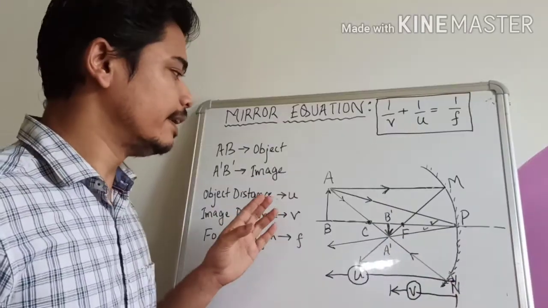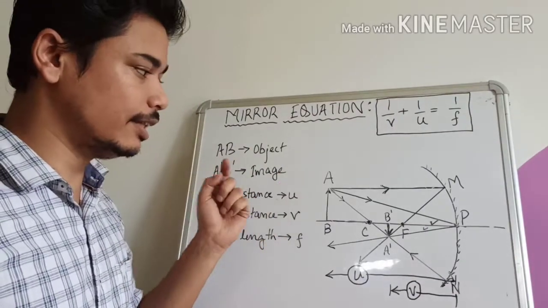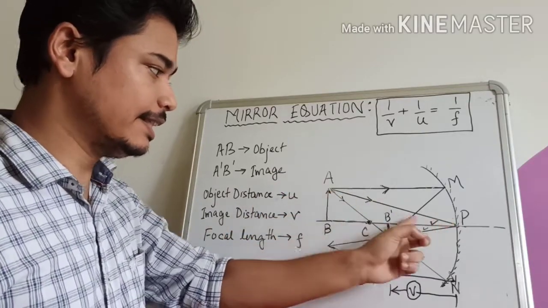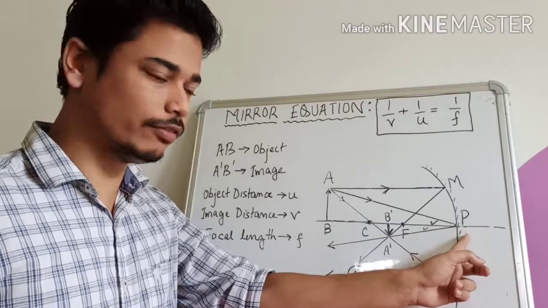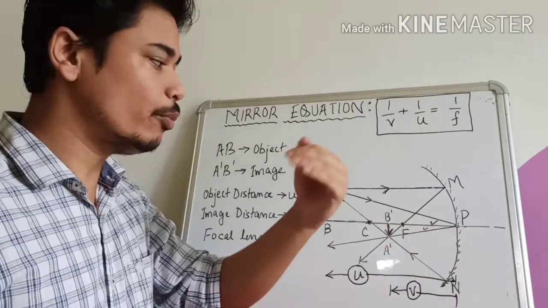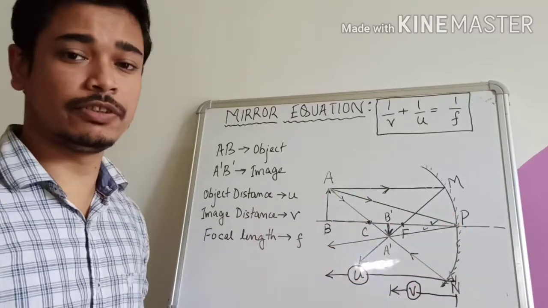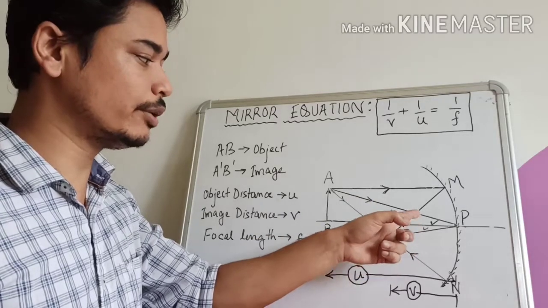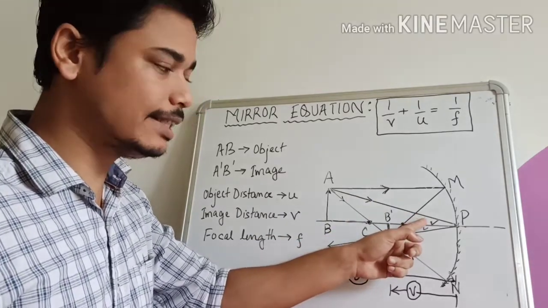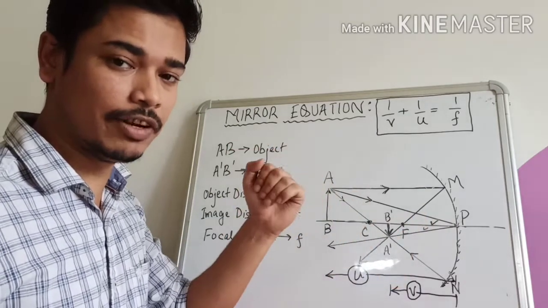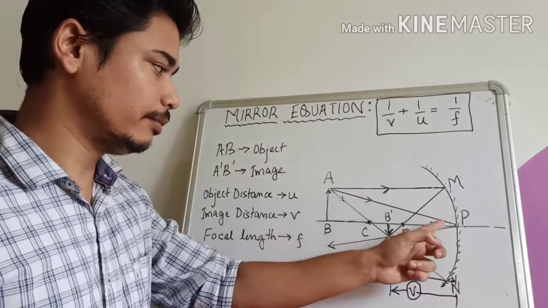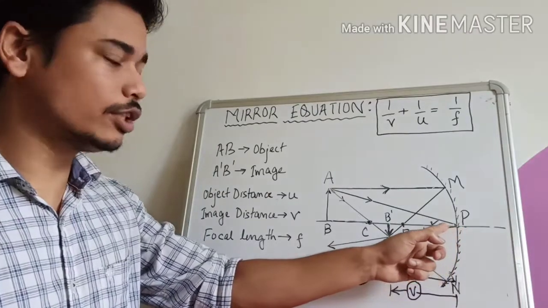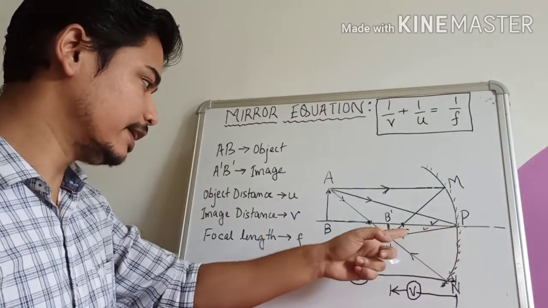Again, let us consider a third ray, which is traveling towards the pole of the mirror. Here P is the pole of the mirror. So this ray is incident at the pole of the mirror. What will happen? This ray will follow the laws of reflection. It will make an angle of reflection equal to the angle of incidence. Here this is the incident angle and this will be the angle of reflection. So it will get reflected in this direction.